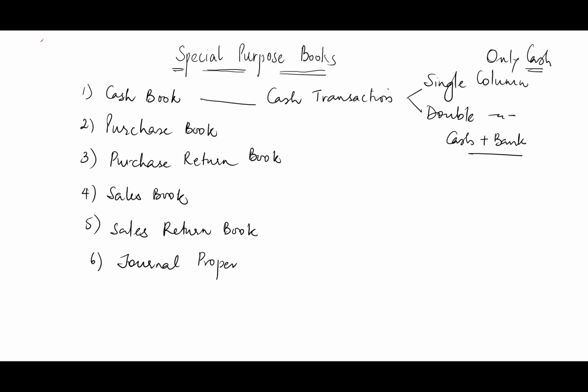Then purchase book deals with all the purchases; all the purchases are recorded in the purchase book. And then the purchase return book has all the purchase returns, because when we buy goods there may be some discrepancy in the item, there may be some difference in the prices. They may have sent more than what we had ordered, or less, or different specifications. So there are many reasons why purchase return happens. So the purchase return book is where all the purchase returns are entered.